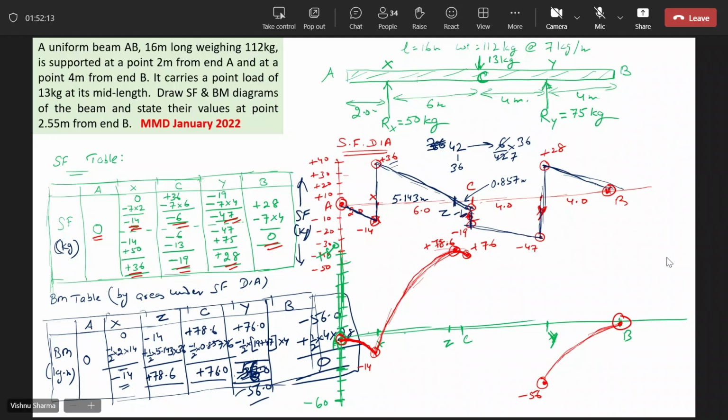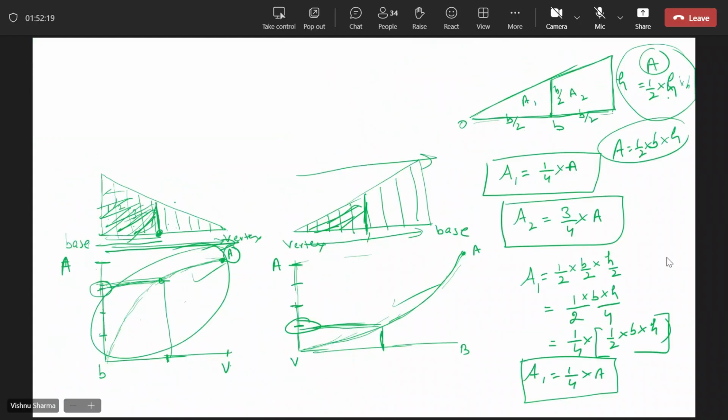The shape is trapezium. Okay, guys. Now, what is a trapezium? Let me go to the previous slide. Yeah. What is a trapezium? A trapezium is nothing but a combination of a rectangle and a triangle.